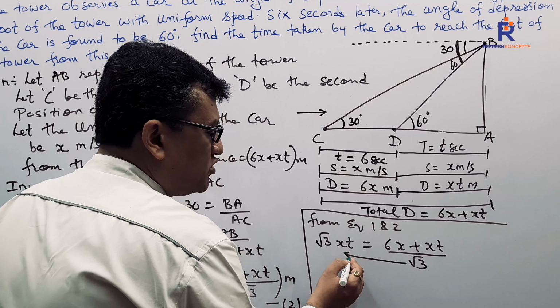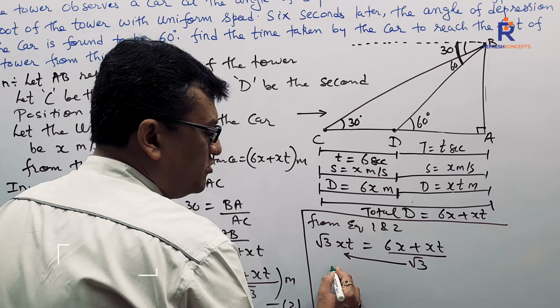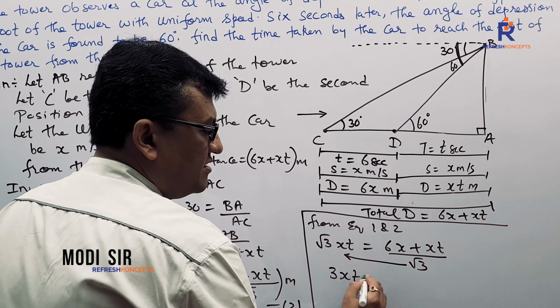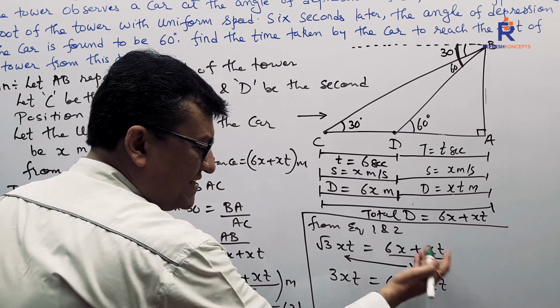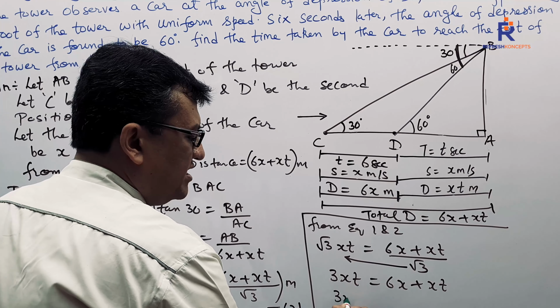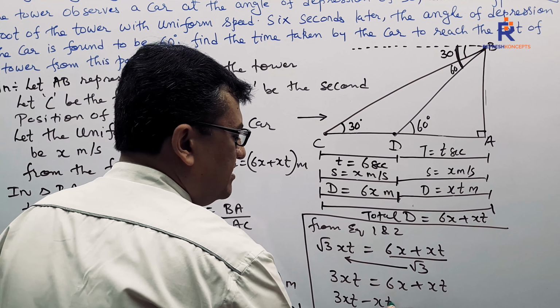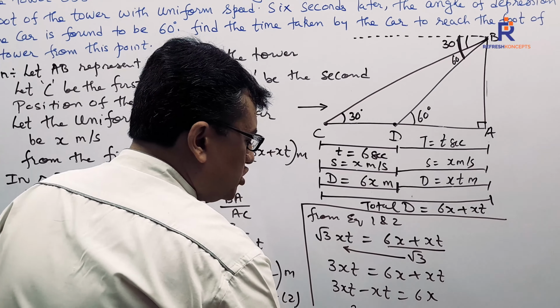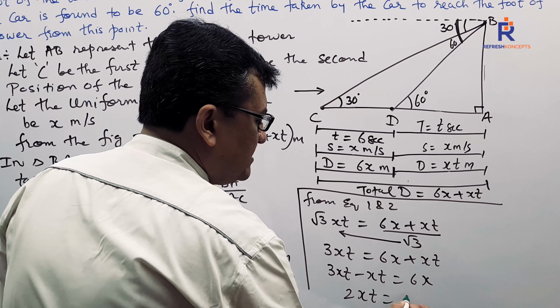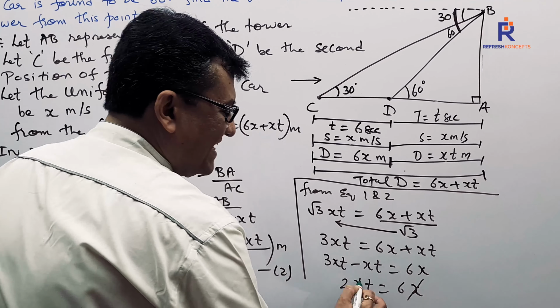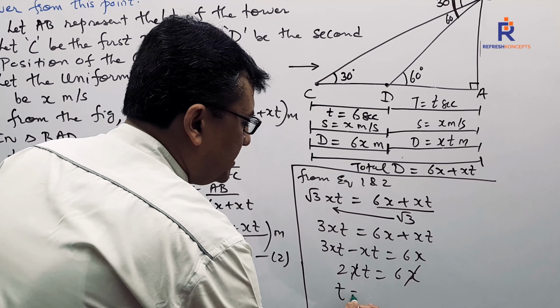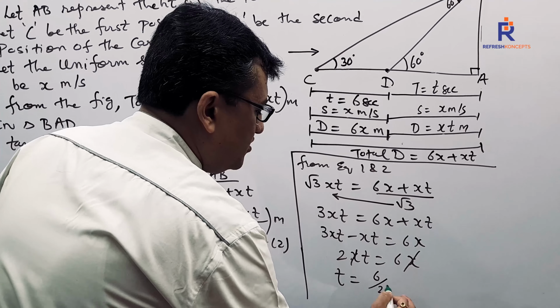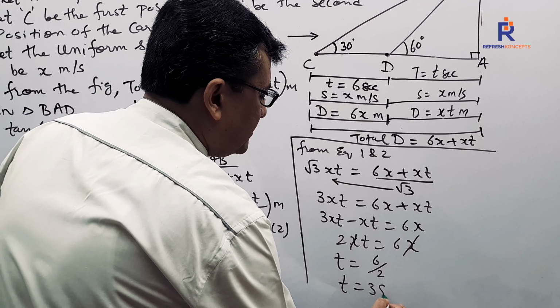Root 3, when it goes over there, becomes root 3 into root 3. 3xt is 6x plus xt. Bring this xt over here. 3xt minus xt is 2xt, which is 6x. X gets canceled off, which is uniform speed. On dividing further, t is equal to 6 by 2. T is equal to 3 seconds.